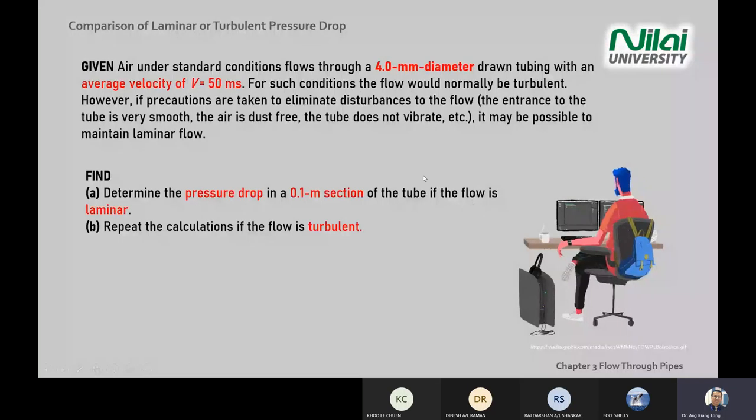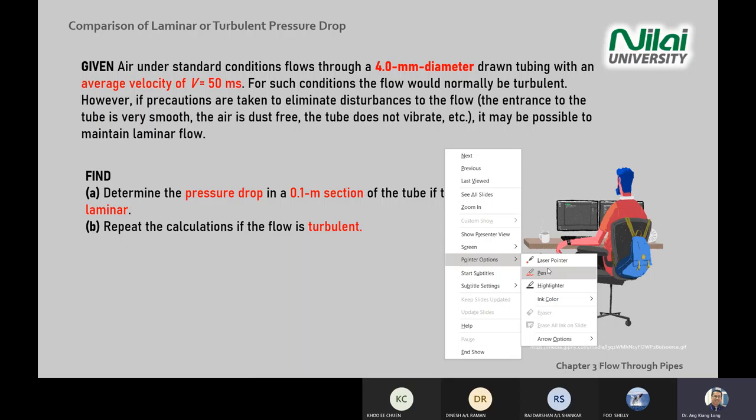If you go back to the question, you have a 4 mm diameter drawn tubing with a velocity of 50 meters per second. For such a condition, flow would normally be turbulent. However, if precaution is taken to eliminate the disturbance, it may be possible to become laminar. So you need to solve two questions here. One is to determine the pressure drop, delta P, if the flow is laminar. And repeat the same calculation, determine the pressure drop if the flow is turbulent.